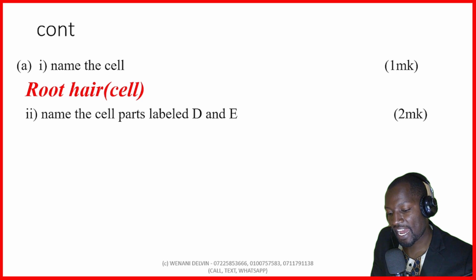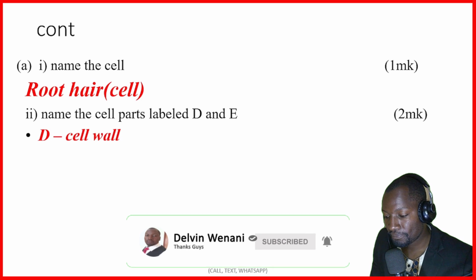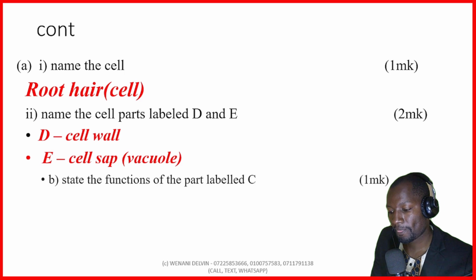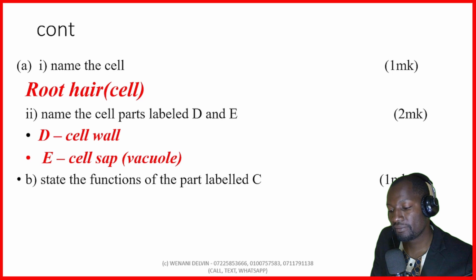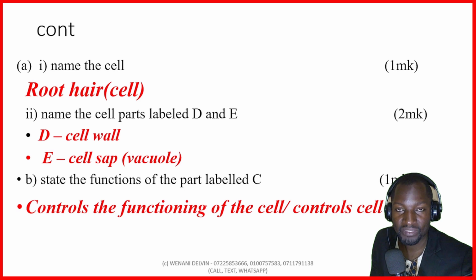Name the cell parts labeled D and E. D is the cell wall and E is the cell sap, or you can say the cell vacuole. Question number B, state the function of the part labeled C. It controls the functioning of the cell and also controls the cell activity.